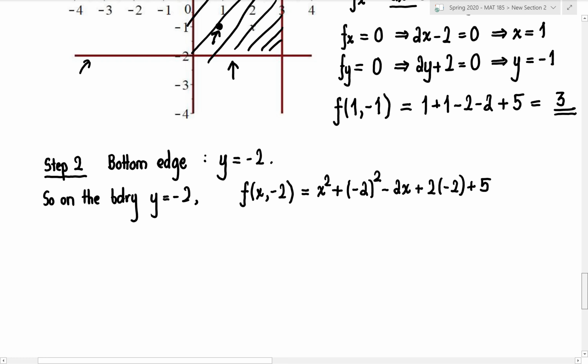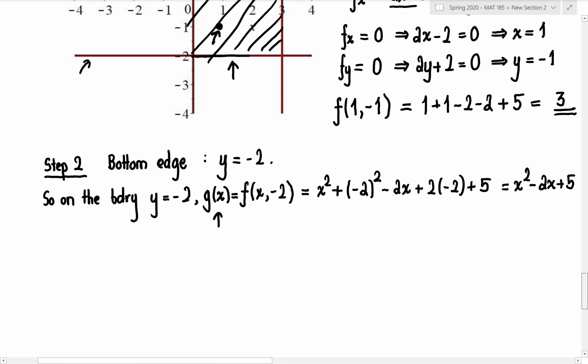So if we think about it for a second, on the bottom edge, when y is equal to -2, our function becomes a function of a single variable, which I'm going to call g of x. If I simplify this, g of x equals x squared minus 2x plus 5. That's the function on this boundary, but can g of x take on any value for x? Can x be any number, or is there going to be a restriction on x?